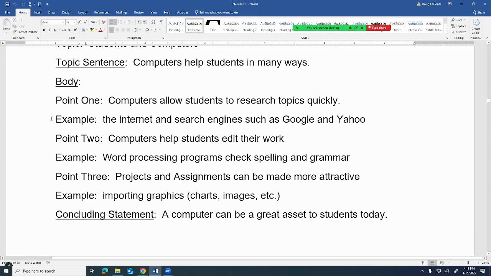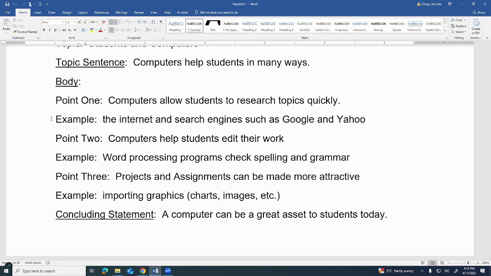Then we have to think of an example to support that first point. And we've decided on the internet and search engines such as Google and Yahoo. Then we want to come up with a second point. Computers help students edit their work. The example of that is word processing programs that check spelling and grammar.